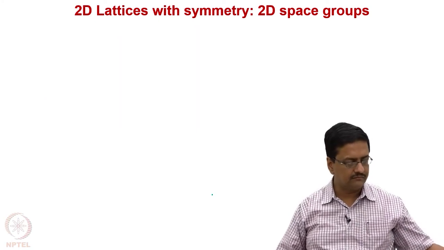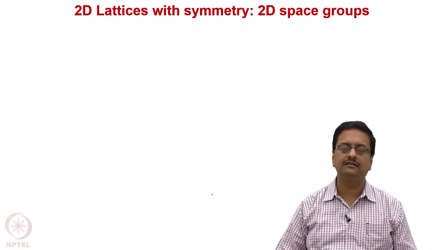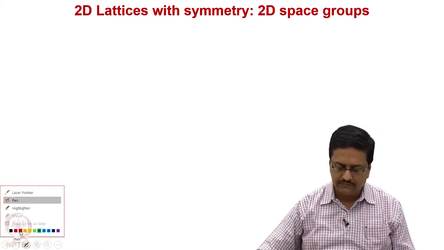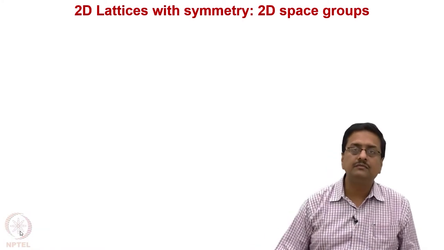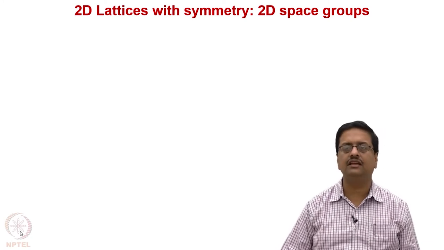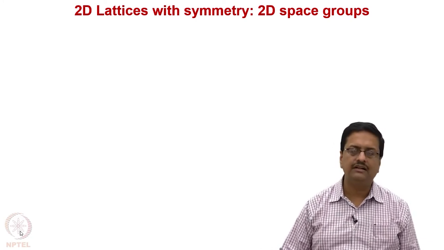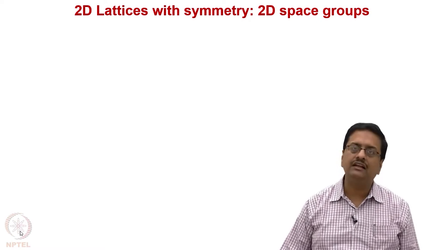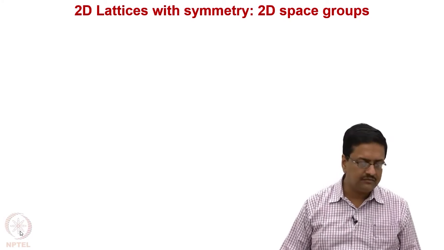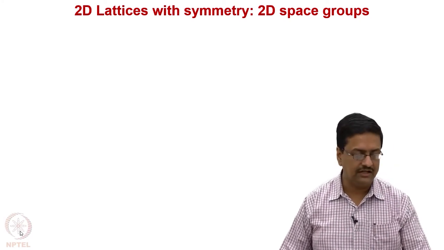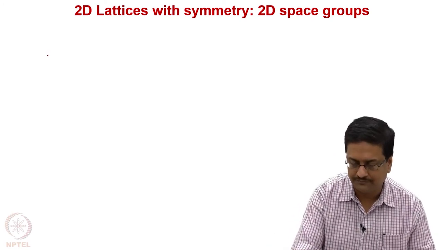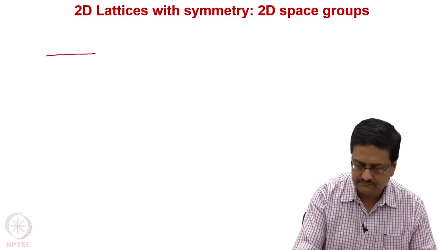Now we go to some more slightly complicated two-dimensional space groups, and mind you, it will not be possible for me to draw all of these in this class, but I would like you to see these drawings and understand yourself from a textbook by F.A. Cotton, The Chemical Applications of Group Theory, Chapter 11. All these drawings have been done there, but some of those things which I felt are required to discuss in the class, I am trying to draw them as much as possible.